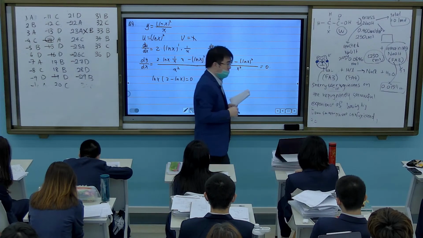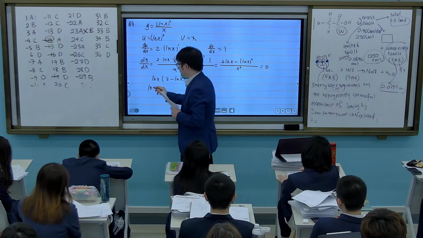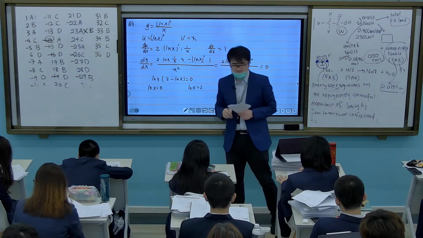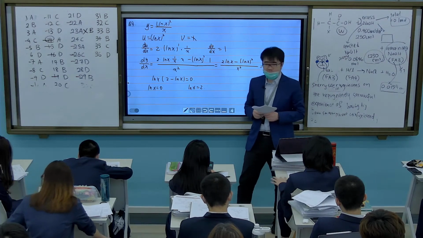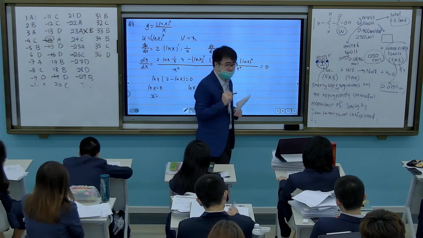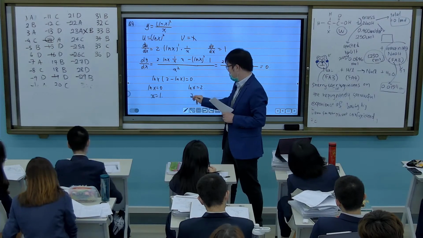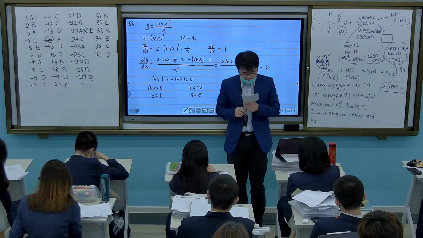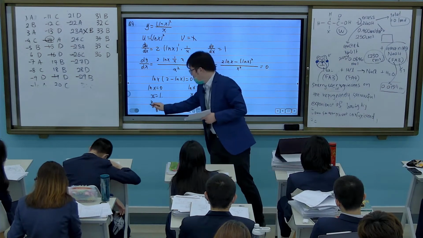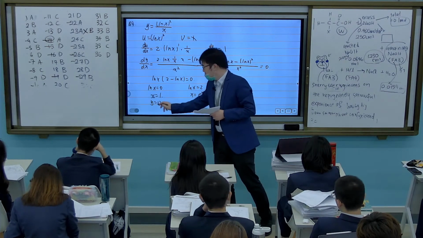So ln x can be 0, right? So ln x equals 0 or ln x equals 2. If ln x equals 0, what is the value of x? It will be 1. If ln x equals 2, x will be e squared. But the question is asking for the exact value of the coordinates, including the value of y. If x equals 1, y equals 0 also, since ln 1 equals 0.